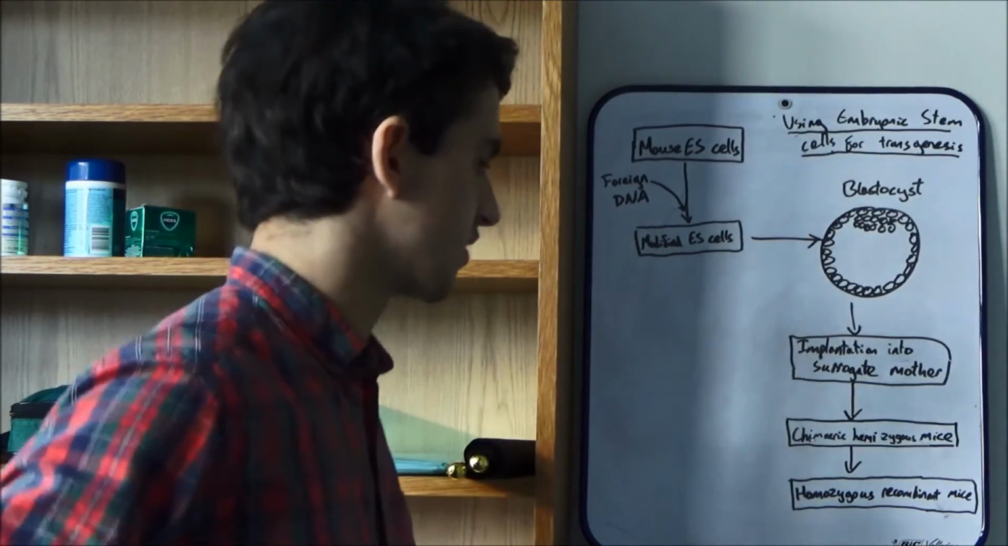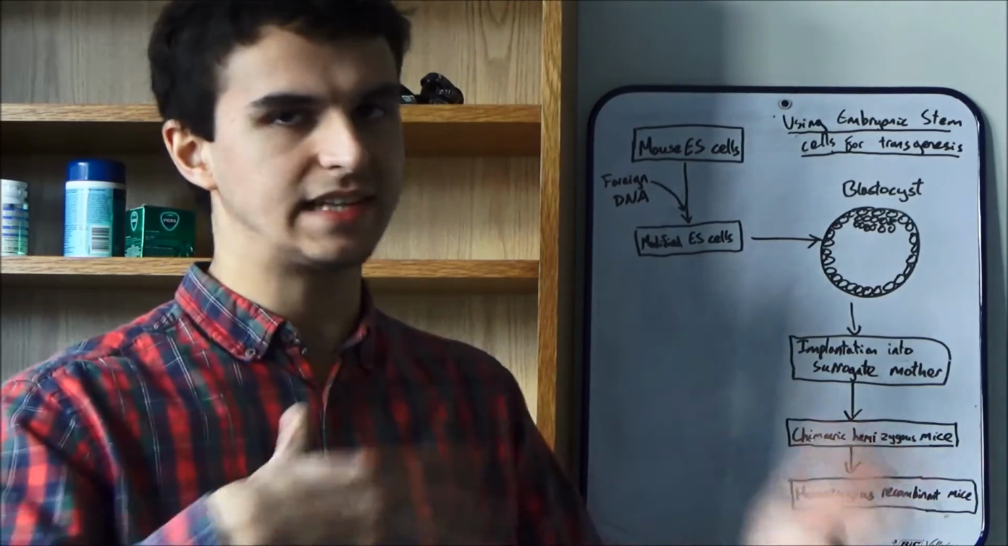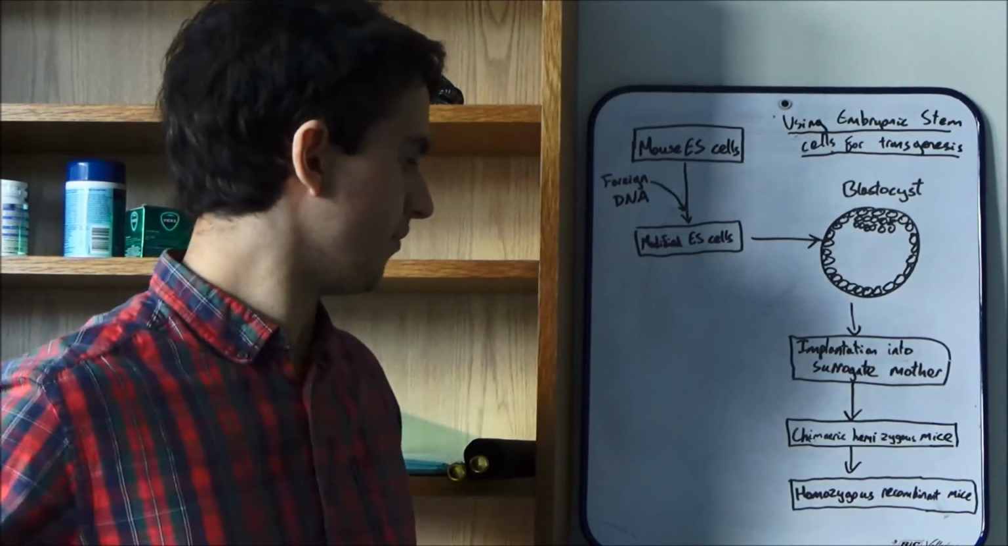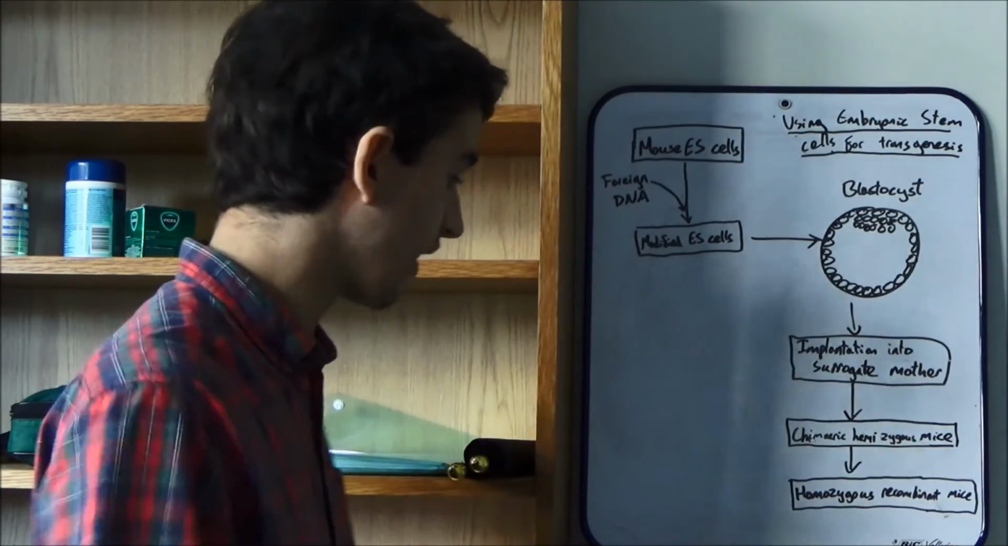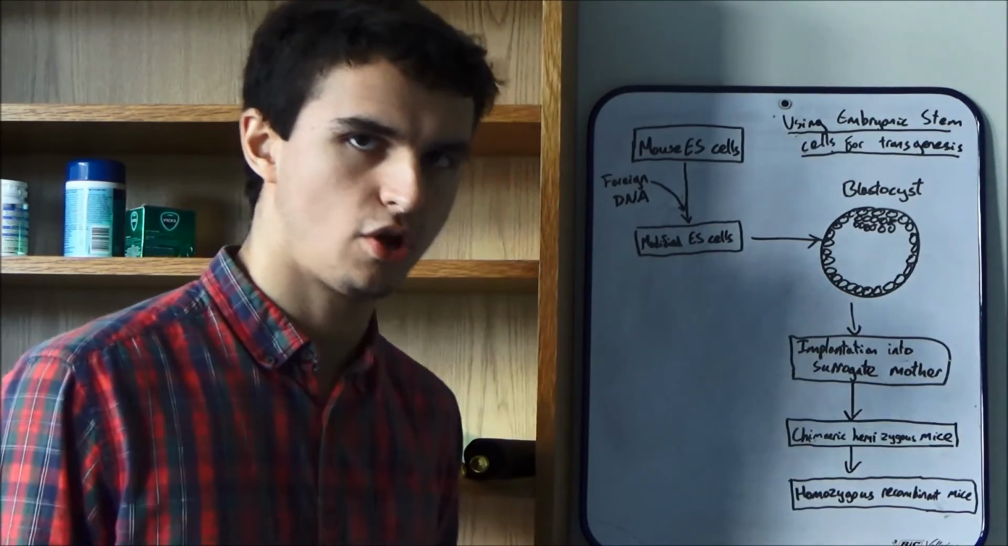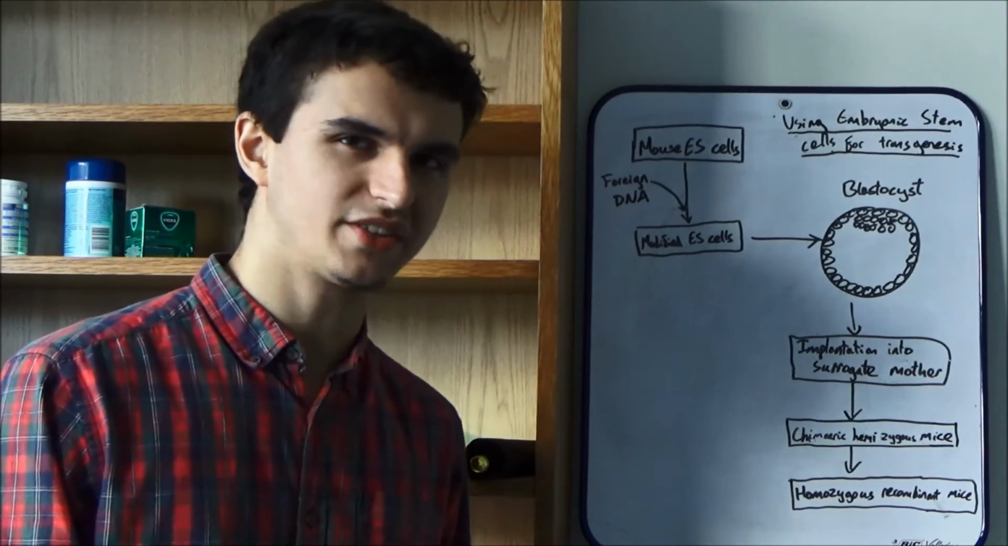So you've got your hemizygous mice, and then basically you do the same back-crossing Mendelian genetics fun that we did before. So eventually, after all that, we can get our homozygous recombinant mice. This is quite useful and quite a simple technique, really.